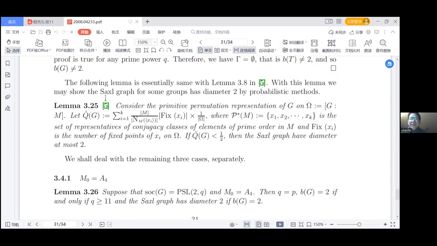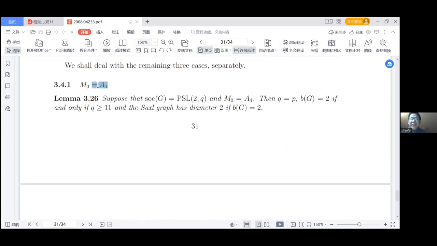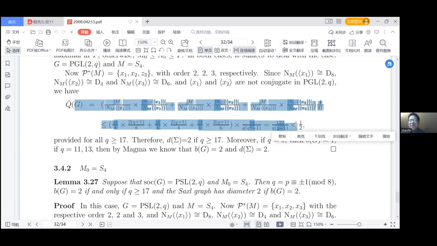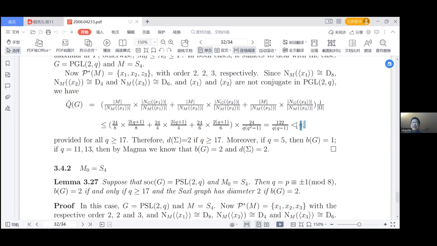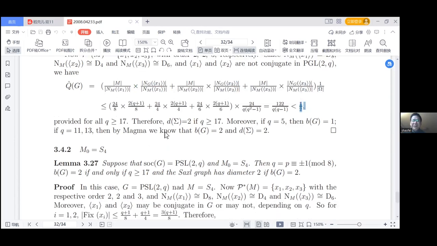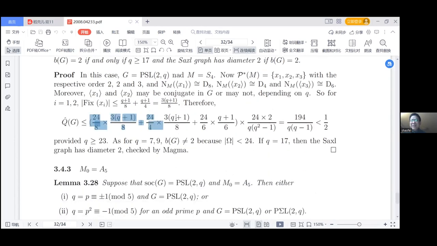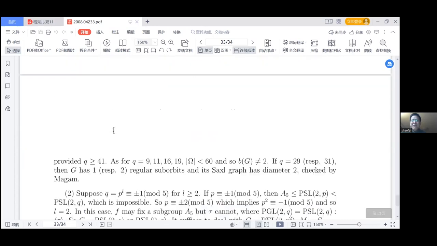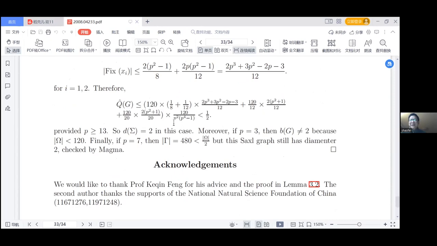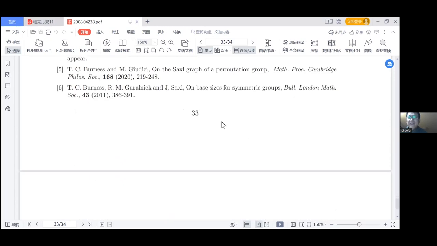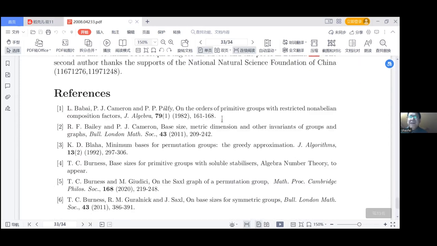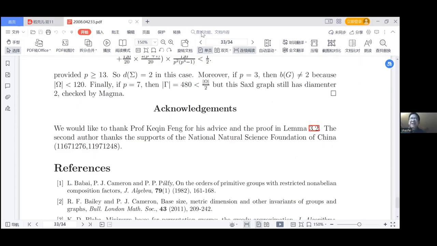For example, if this is A4, they can just use this probabilistic method, smaller than half, they can use it. For S4, the same method. Then for A5, just this. Okay, that's all. Finished.